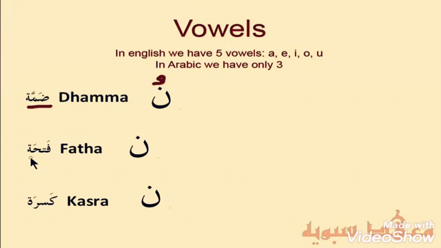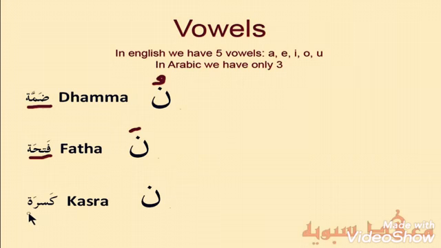Secondly, we have the fatha. Now with fatha, it's written as a line on top of the letter, and it has the sound of a. That would be na, na. So you can watch this video to listen to the letters of the alphabet being pronounced with a fatha.